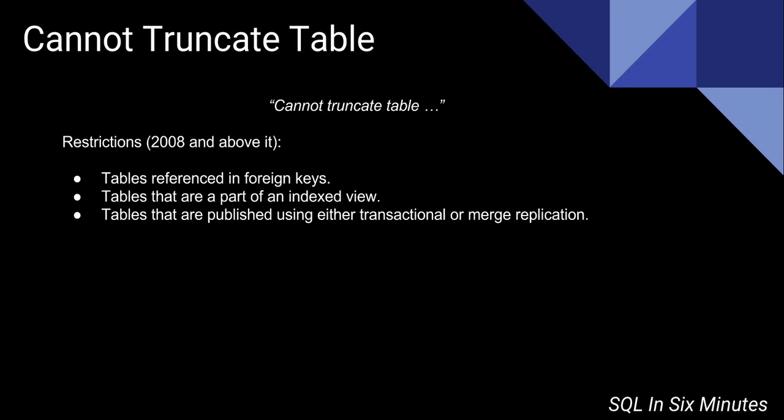I can't truncate a table if it's, let's say, referenced in a foreign key, so my application may attempt to truncate the table. If it can't, then it will just run delete star from the table, right? Or delete from the table, I should say. So keep that in mind.